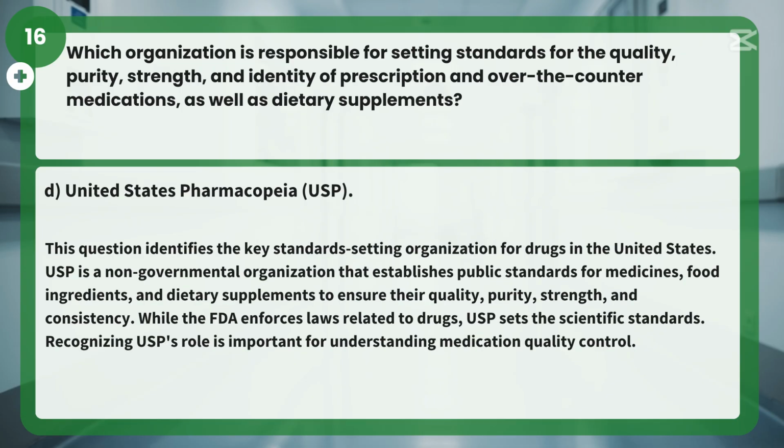Answer D. United States Pharmacopeia, USP. This question identifies the key standards-setting organization for drugs in the United States. USP is a non-governmental organization that establishes public standards for medicines, food ingredients, and dietary supplements to ensure their quality, purity, strength, and consistency. While the FDA enforces laws related to drugs, USP sets the scientific standards. Recognizing USP's role is important for understanding medication quality control.